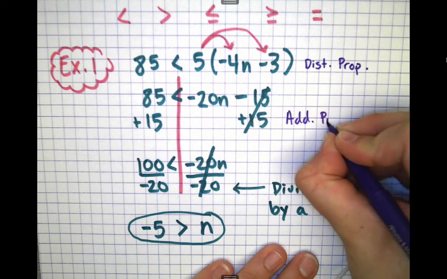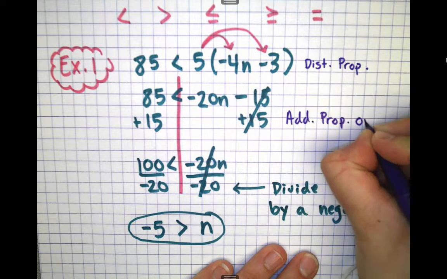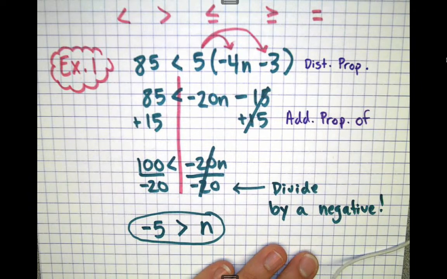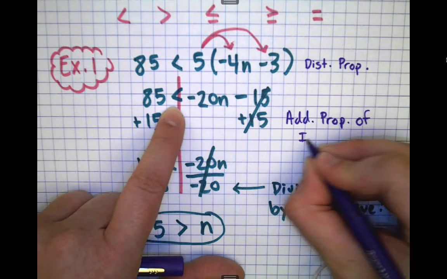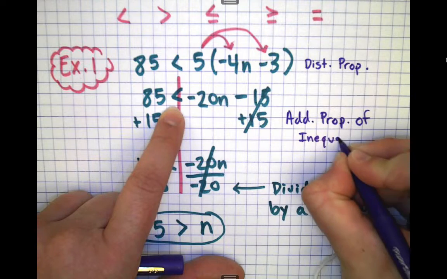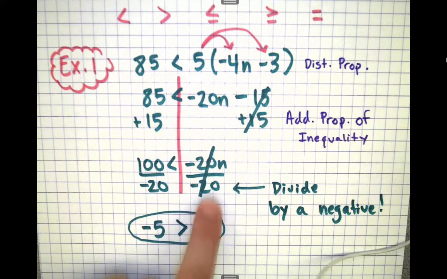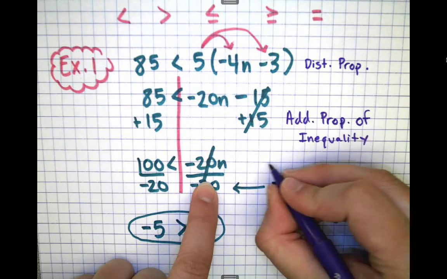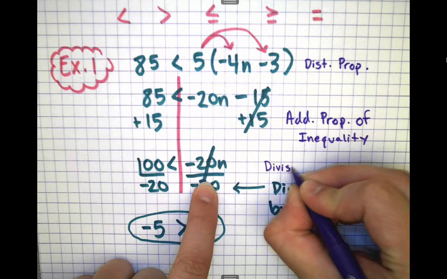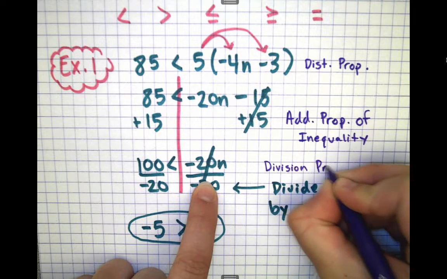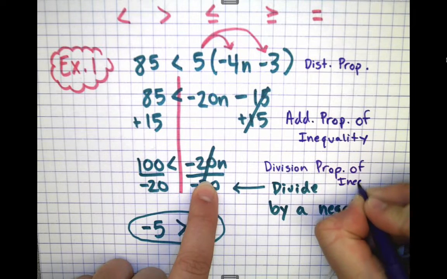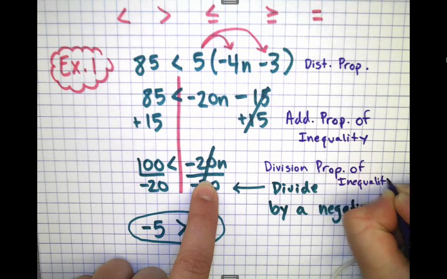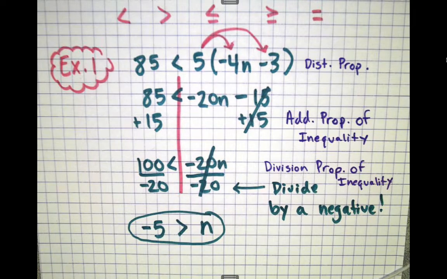Usually we say the addition property of equality, but this is an inequality. So addition property of inequality is how I can label it. And then the last step was dividing, so that would be the division property of inequality. Division property of inequality. That's one addition I could do to this problem to kind of bump it up.